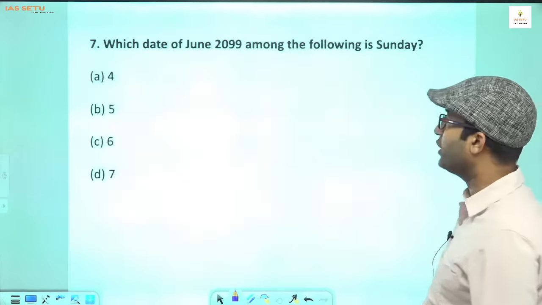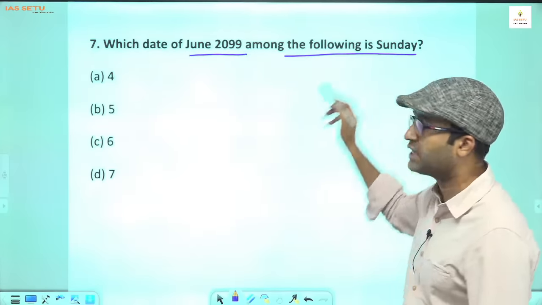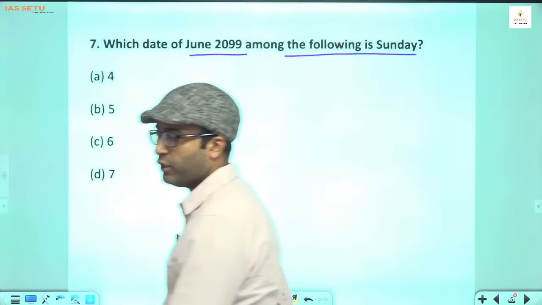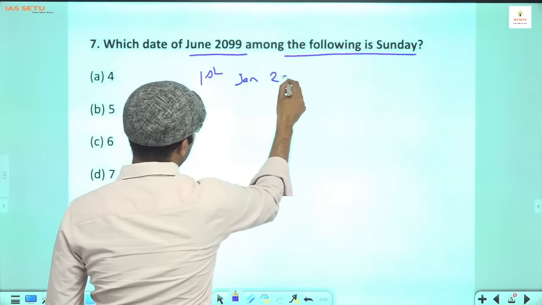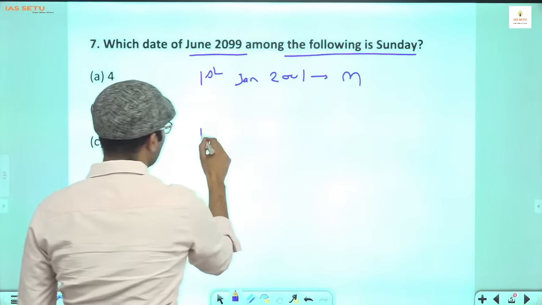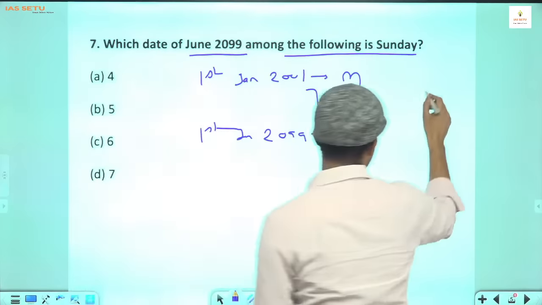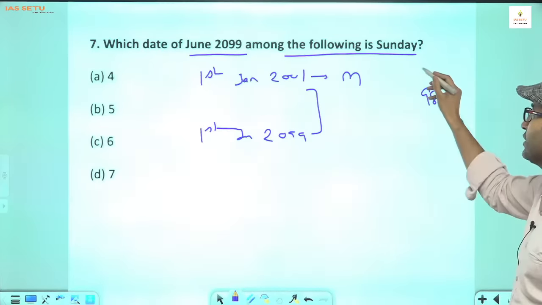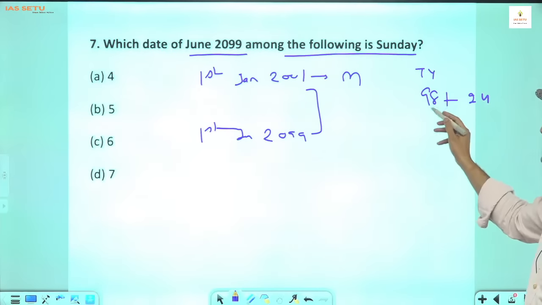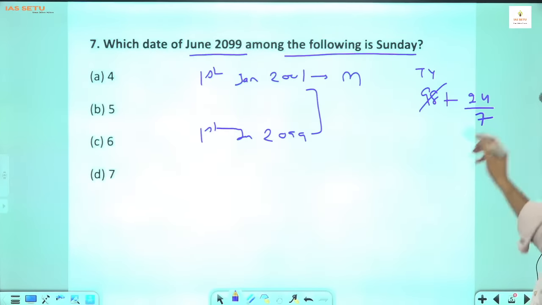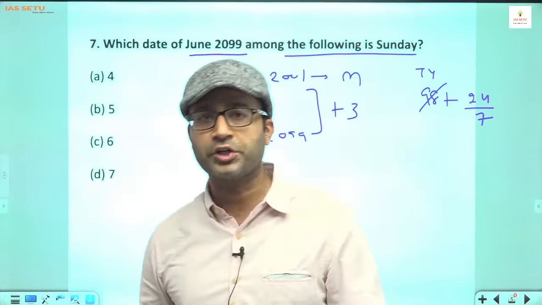Next question: which date of June 2099 among the following is a Sunday? And I told you what we will do for this type of question. We take 1st January 2001 as a reference Monday. We will navigate to 1st January 2099, yearly navigation. You have 98 total years and you have 24 leap years. 98 is divisible by 7, 24 divided by 7 you get remainder 3. So here in yearly navigation we get 3 odd days.